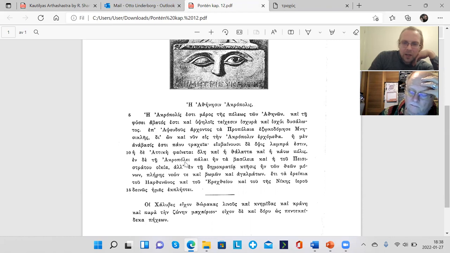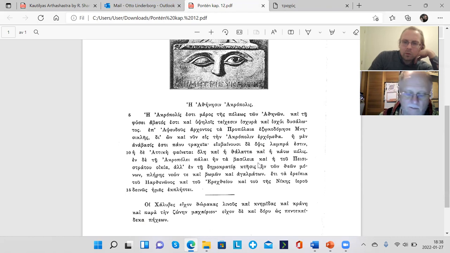And then in the beginning we had en te akropolei. So we have to take into account this preposition here, en. So in the Acropolis or on the Acropolis. Before, or in the past, or a long time ago, palai. The palace. Yeah. Or the palaces.